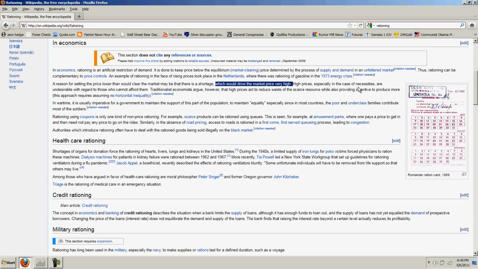High prices, especially in the case of necessities, are undesirable with regard to those who cannot afford them. Traditionalist economists argue, however, that high prices act to reduce waste of the scarce resource while also providing incentive to produce more. That's so important. The cure for a shortage is higher prices. The higher the prices go, the more incentive there is to produce more.